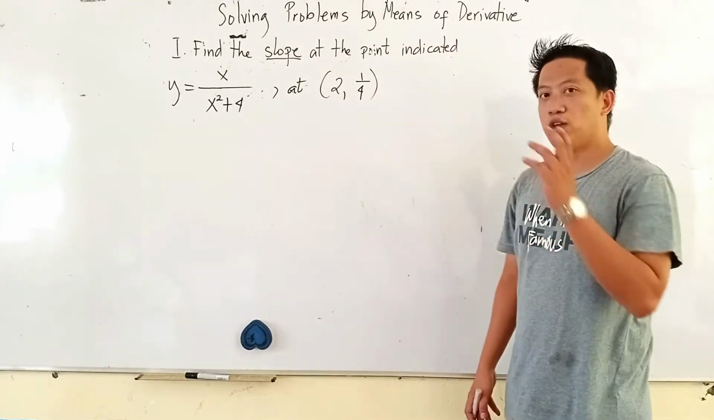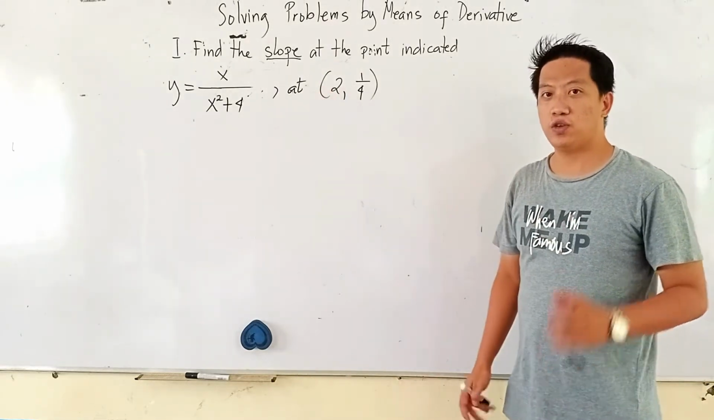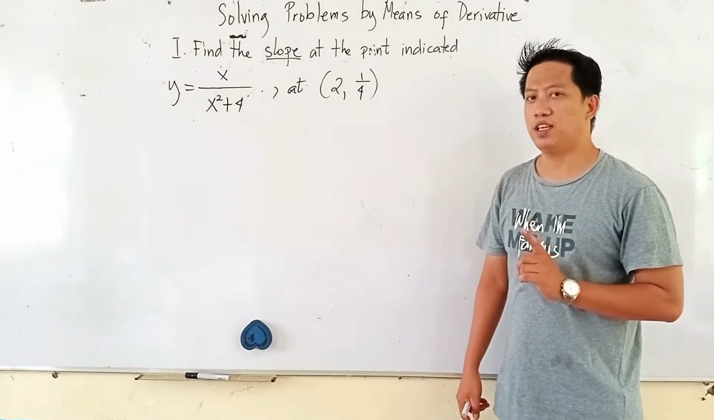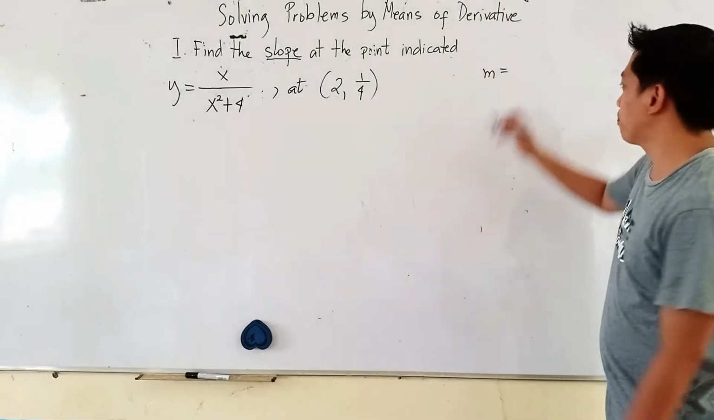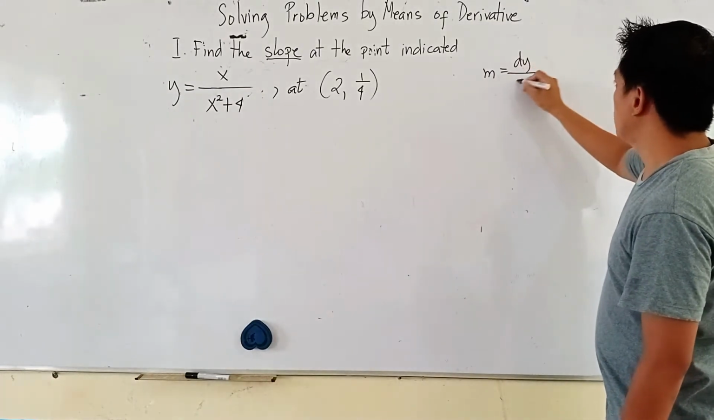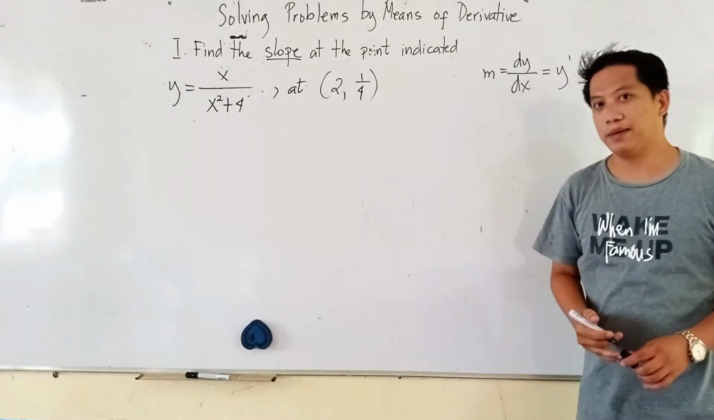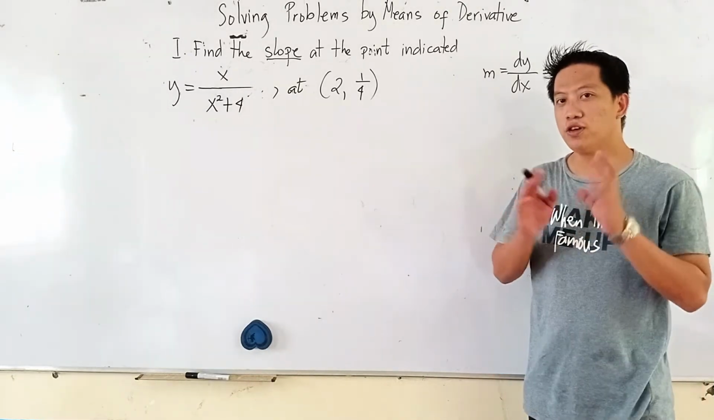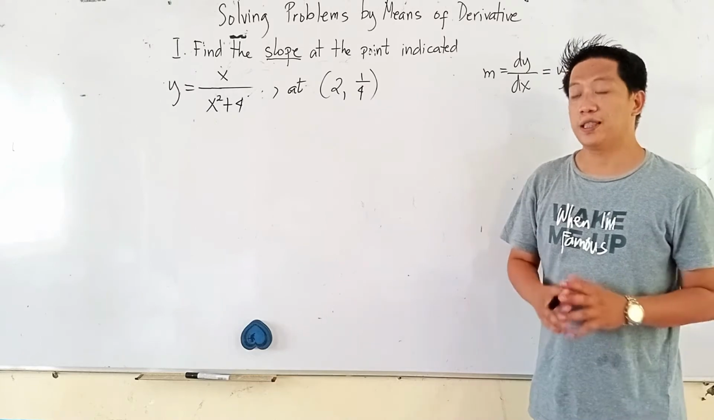So the first thing we're going to do is differentiate the function into its first derivative. Why first derivative? Just because the slope m is equal to dy divided by dx, or simply equal to y prime, and y prime is the first derivative of the function. So yun yung reason why we are going to differentiate the function into its first derivative.